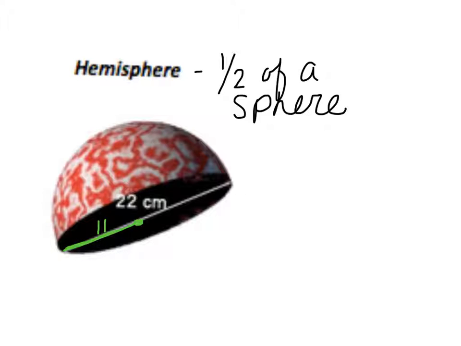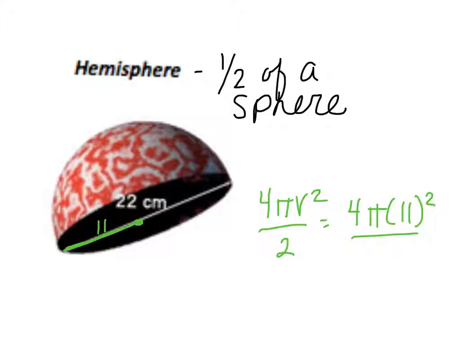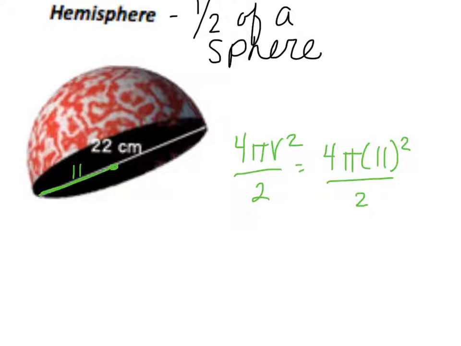Okay, so if I find the whole area of the sphere, that's like what we just wrote, 4 pi r squared. So if I have a hemisphere, my instinct is to take 4 pi r squared and divide it by 2 because it's half of it. Okay, let's go ahead and do that. So 4 pi times 11 squared over 2. So this is going to be 4 pi times 121 over 2. So this is going to be 242 pi.